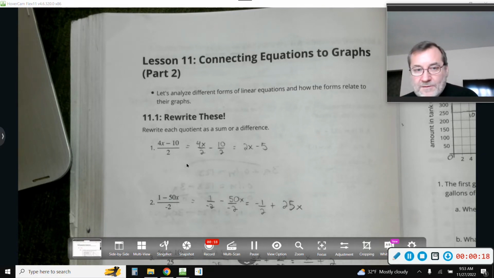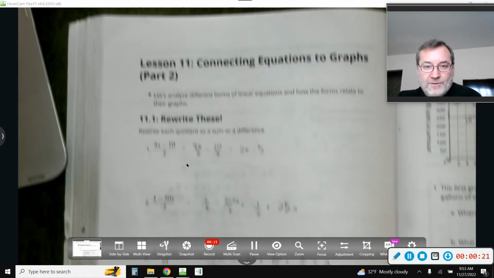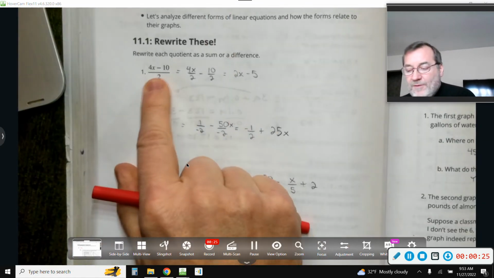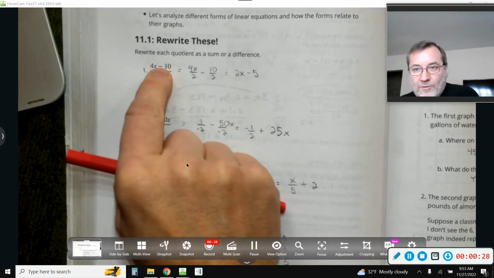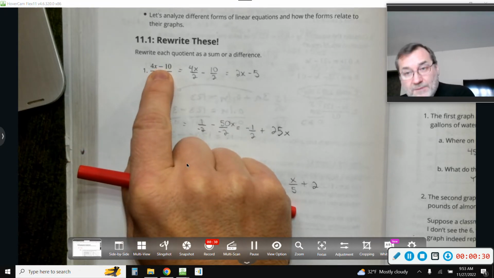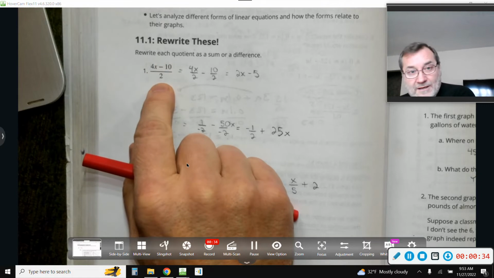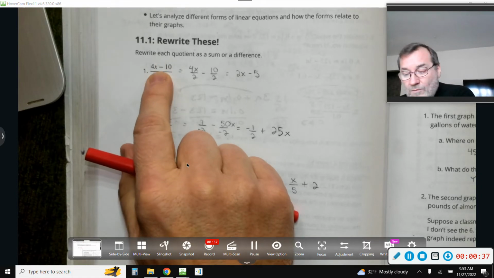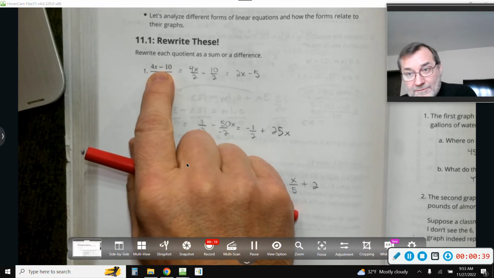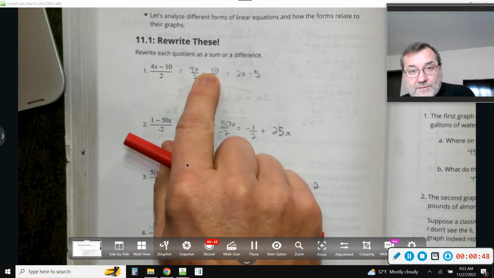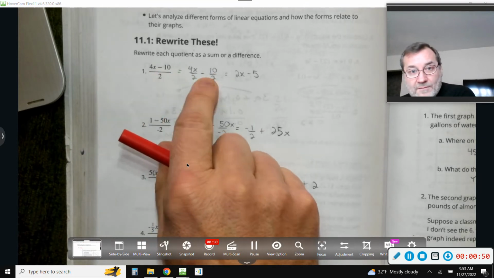Alright, so this is something you have to make sure that you recall from your work with fractions. This first one, whenever you have an addition or subtraction in the numerator, you are allowed to split it into two different fractions. If it's in the denominator, you cannot do that. It's only when you have it in the numerator that you are allowed to split through addition and subtraction. So what this does is you take the 4x divided by 2 minus, because we have a subtract here, minus 10 divided by 2.